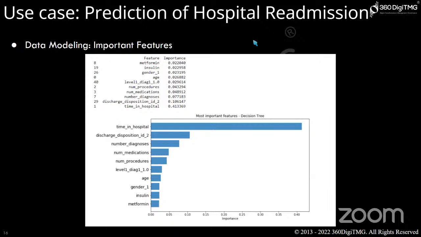We also did data modeling to find out the important features. So you can see time in hospital is the most important feature for readmission rate. Then discharge, then number of diagnosis, number of medication. So this is in decreasing order of importance. As per our decision tree, we got these results, and these are the importance values which we got.